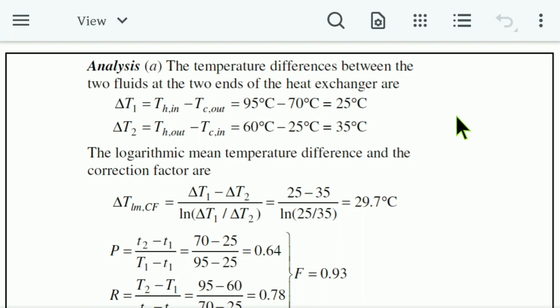So del TLM CF is equal to, CF means cross flow, counter flow, is equal to del T1 minus del T2 divided by ln del T1 by del T2. So 25 minus 35 divided by ln 25 by 35. So the value of the logarithmic mean temperature difference for counterflow is 29.7 degrees Celsius.